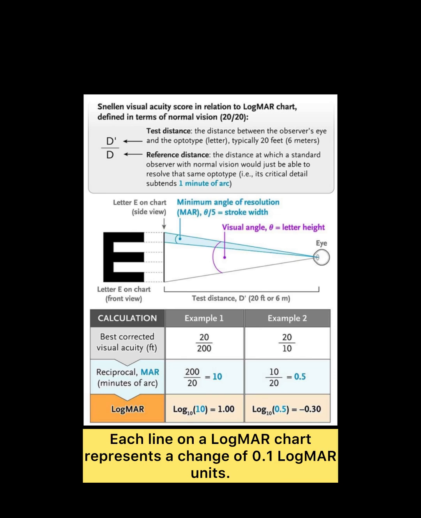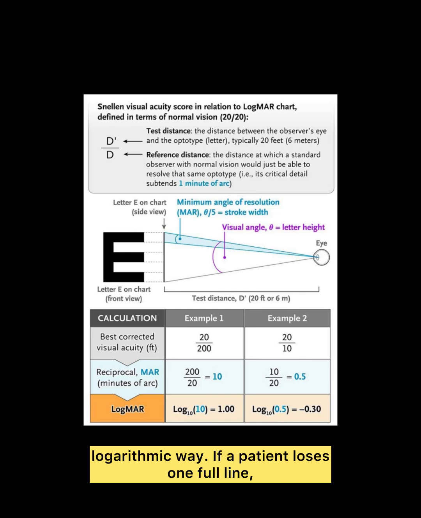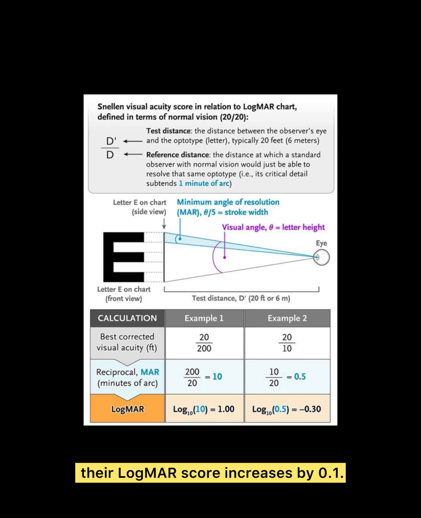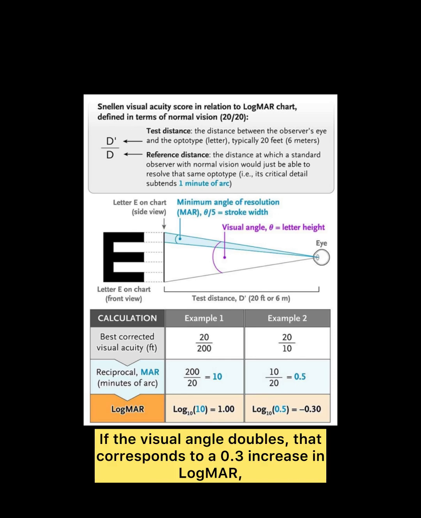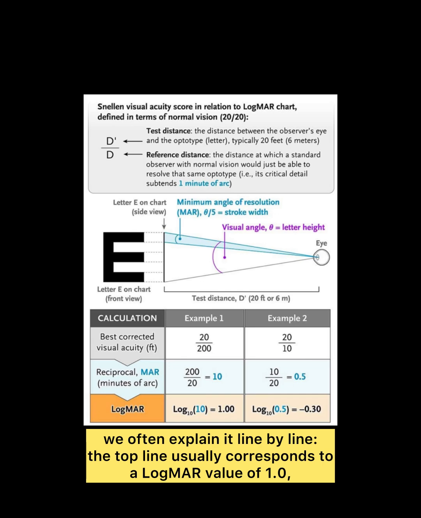Each line on a LogMar chart represents a change of 0.1 LogMar units. As the letters get smaller, the visual angle decreases in a very regular, logarithmic way. If a patient loses one full line, their LogMar score increases by 0.1. If the visual angle doubles, that corresponds to a 0.3 increase in LogMar, which is equivalent to losing 3 lines on the chart. Scoring can be done line by line or letter by letter, depending on the chart used. In basic teaching, we often explain it line by line.